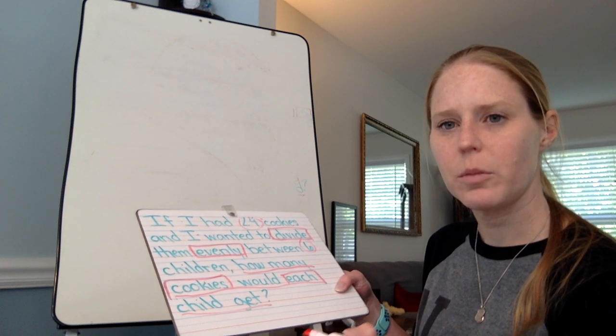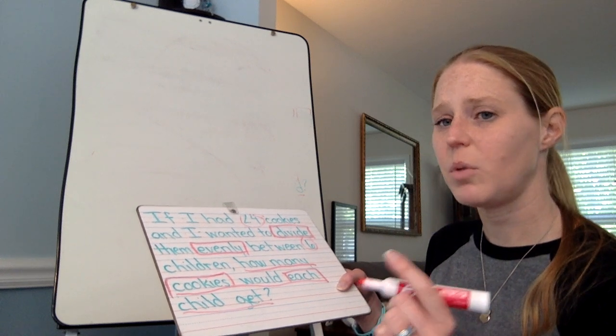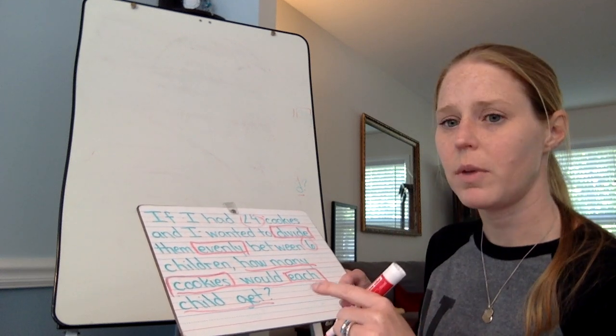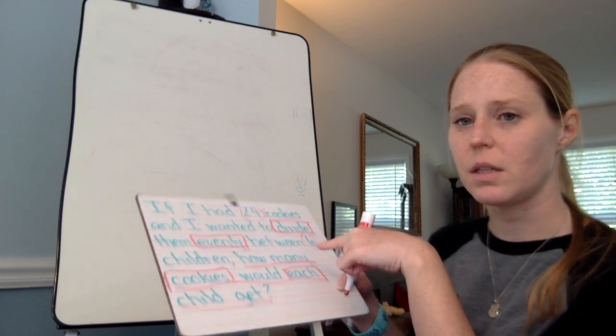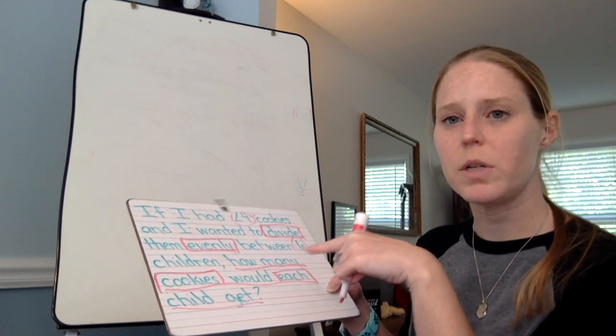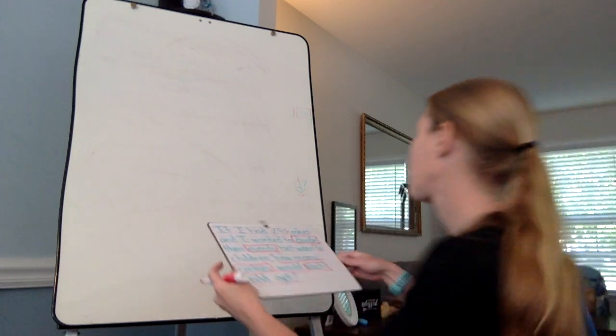24 cookies. Divide evenly between 6 children. I think my children are my groups. So in this case, this is going to be a sharing division problem because I already know how many groups I have. I have 6. I don't know how many go in each group. How many does each kid get? So let's figure that out.